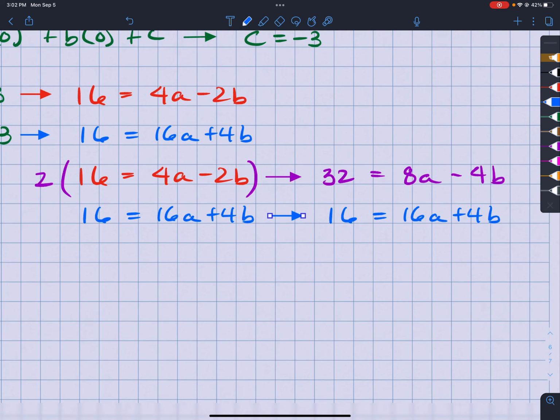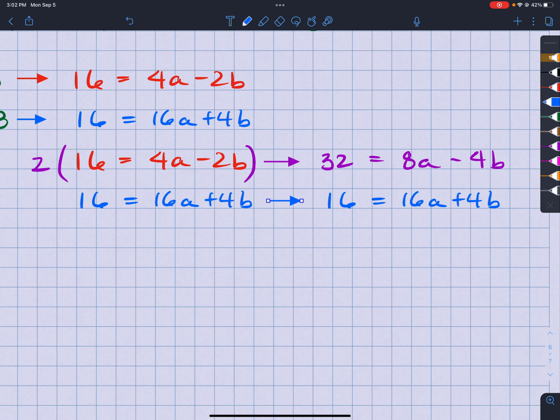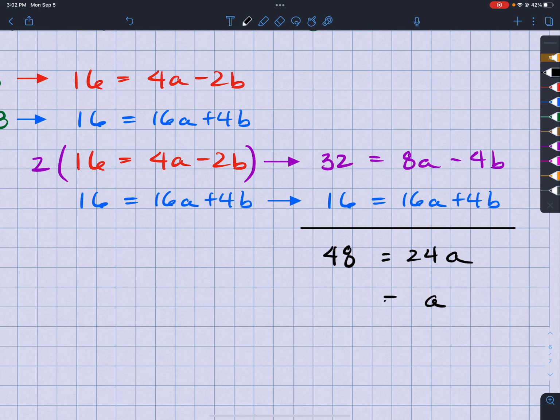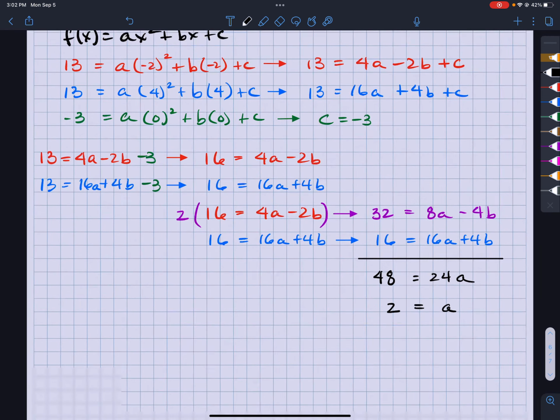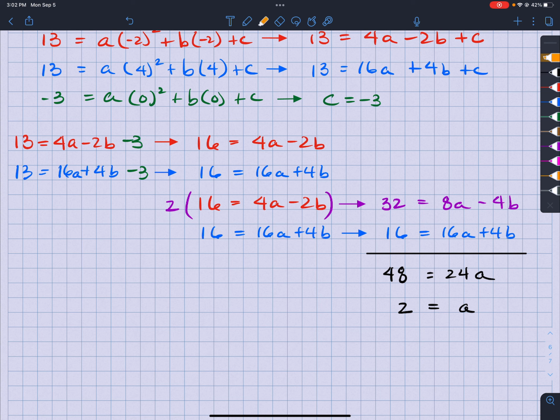So if that's the case, when I add these two together, what do I get? Let's see. I get 48 is equal to 24a. So a is going to equal 2. All right, so now I have a c and I have an a. Okay? Now, how should I go about finding the b? Any ideas?